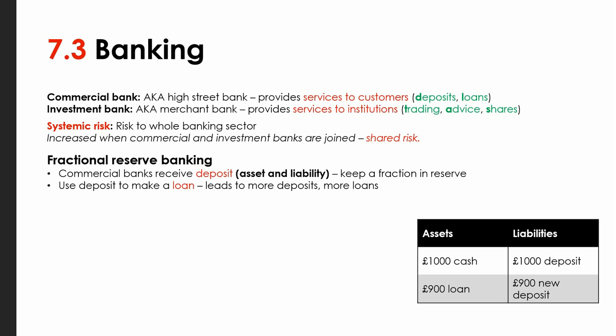And now with that new deposit, they can lend more money. And the limiting point will be what they want to keep in reserve. So with a 10% reserve ratio, £1,000 of initial deposit can end up becoming £10,000 of deposits. They've lent £9,000 of money. And in that way, commercial banks effectively create the money supply.